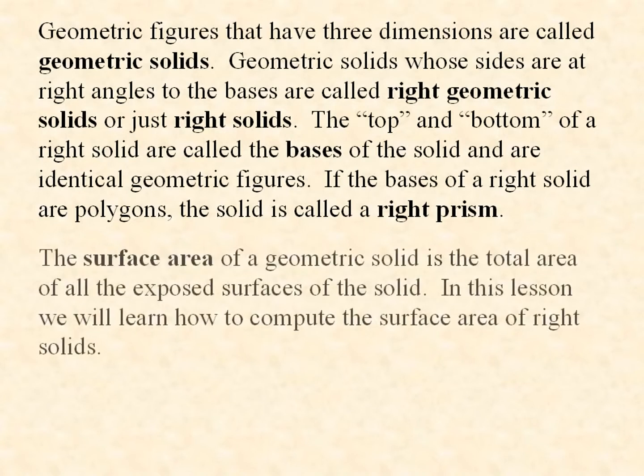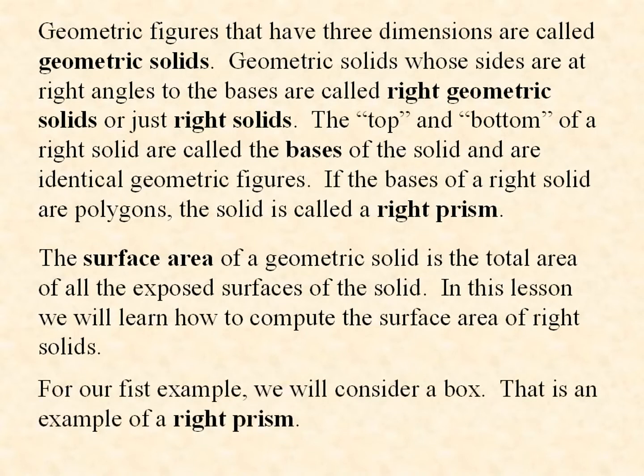The surface area of a geometric solid is the total area of all the exposed surfaces of the solid. In this lesson, we will learn how to compute the surface area of some right solids. For our first example, we will consider a box. That is an example of a right prism.